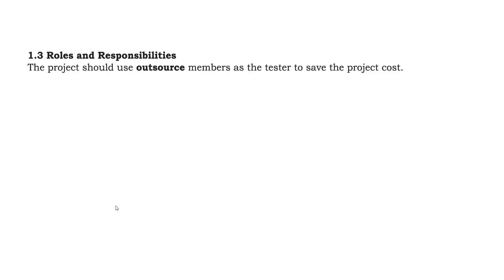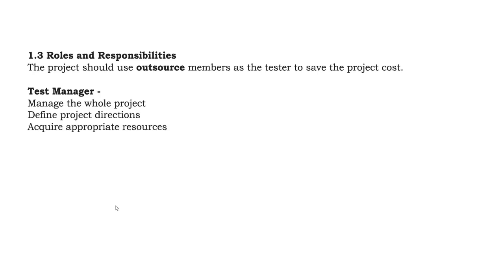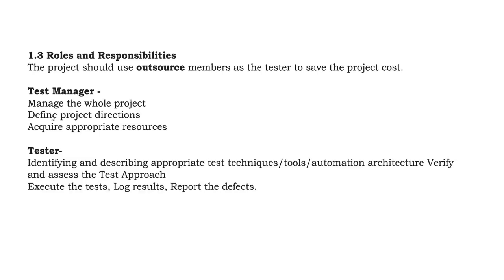And next is the roles and responsibilities. The project should use outsourced members as the testers to save the project cost. It depends completely on the project and how they have planned it, how the basic planning is. So here, let's say we have a test manager who manages the whole project, defines the project direction, and acquires appropriate resources. These are the responsibilities of the test manager. And then the tester is involved in identifying and describing appropriate test techniques, tools, and automation architecture, verifying and assessing the test approaches, executing the tests, logging results, and reporting the defects.